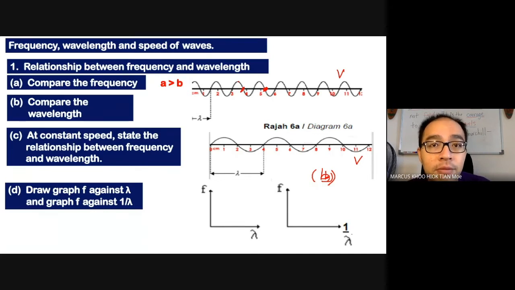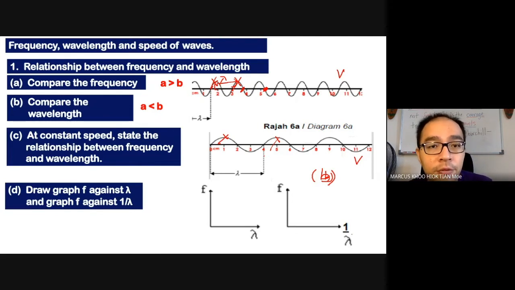If you remember the simulation that I showed you just now, the bigger the frequency, the more waves are produced, but they are shorter. When we compare the wavelength, the distance between two crests, here is one crest, here is another crest, we find that this distance is very small and this distance is very big. This is only like 1.5 centimeters, and this is 4 cm. So the wavelength of A is smaller than B.